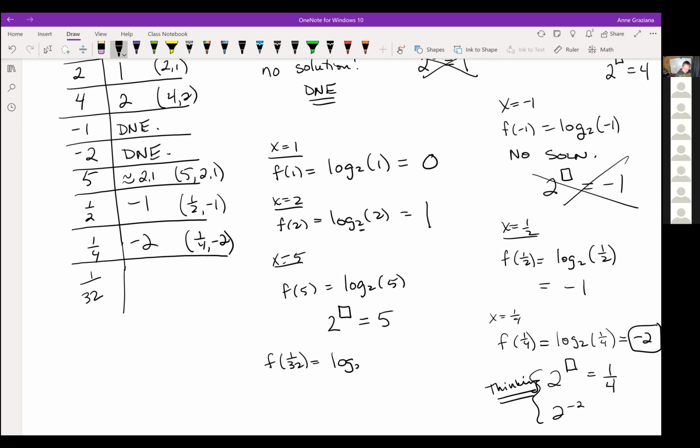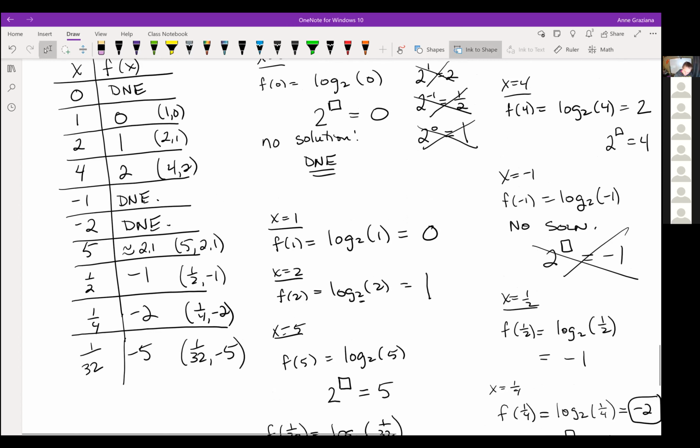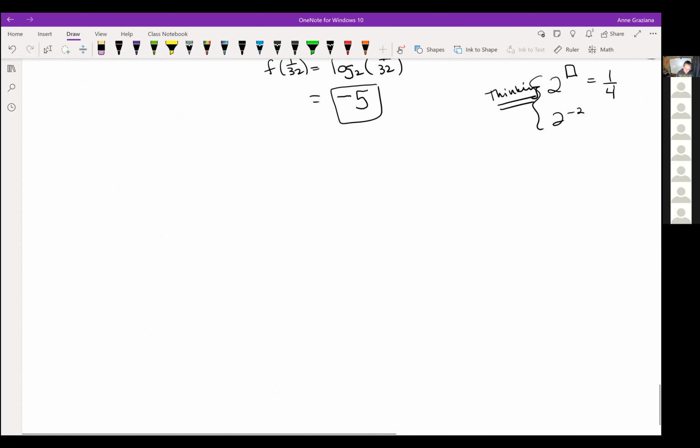Now, what about 1 over 32? What exponent goes on 2 to give me 1 over 32? -4. Close. Go a little bit more. -5. Okay, so 1 over 32 is -5. All right, so now we have a bunch of points. Let's graph this. Remember, anytime you need to graph something and you don't really know what to do, you just plug in points.